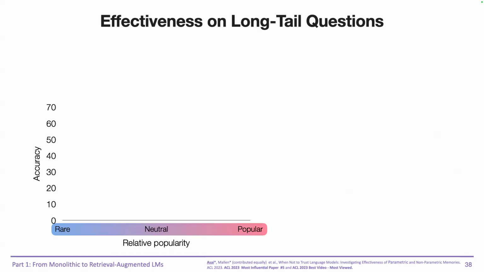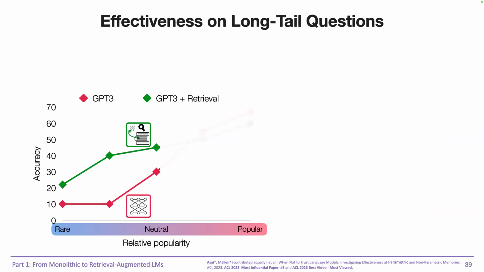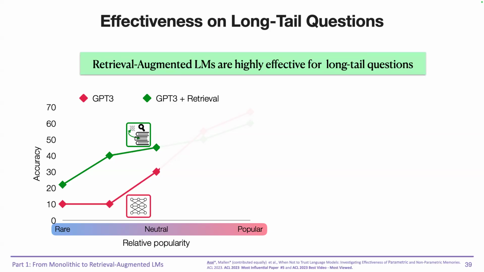Now, let's see the performance across questions of different levels of popularity. The x-axis here now represents question popularity, and the y-axis shows the model performance, with the left side focusing on less popular questions. I'll show the performance of GPT-3 and GPT-3 with retrieval. As shown, retrieval-augmented GPT-3, the green line, outperforms the non-retrieval-augmented baseline, the red line, on long-tail questions, confirming our hypothesis that retrieval-augmented language models are particularly effective in handling long-tail questions. As a result, we found that across different model classes and sizes, retrieval-augmented language models consistently outperform their base models by a large margin, simply by integrating retrieval with off-the-shelf language models.